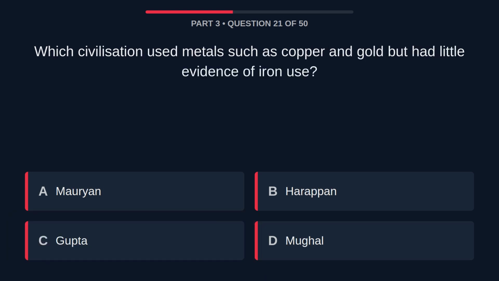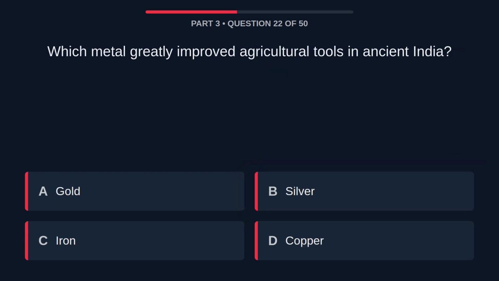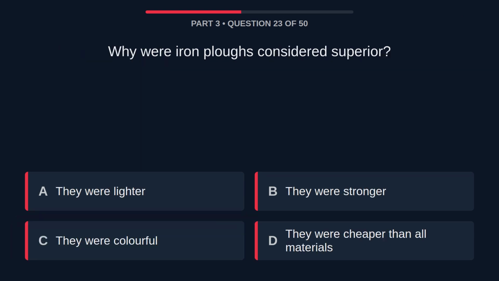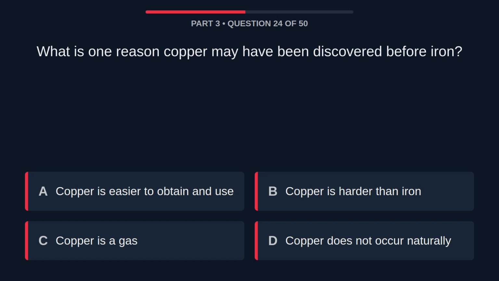Which civilization used metals such as copper and gold but had little evidence of iron use? Which metal greatly improved agricultural tools in ancient India? Why were iron plows considered superior? What is one reason copper may have been discovered before iron?